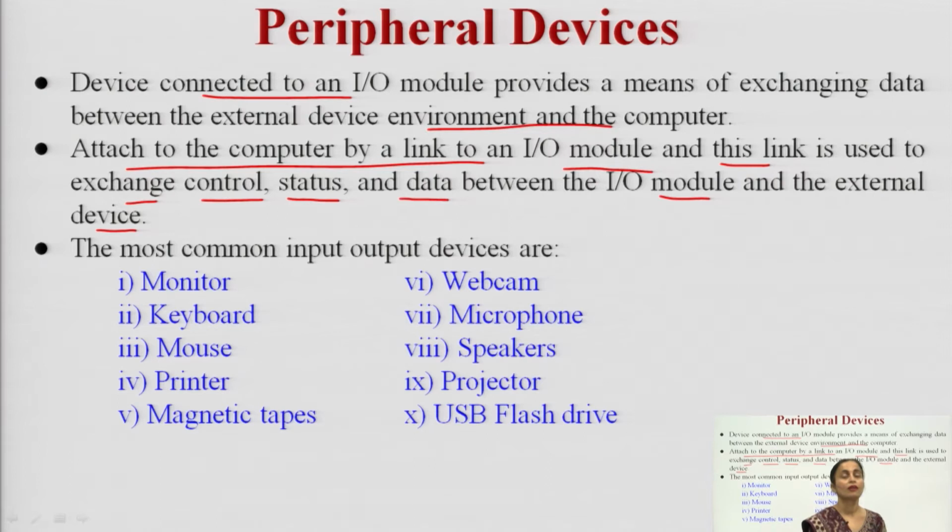Means the communication between that input device or output device and CPU takes less time nowadays. That access time has been reduced. The most commonly used input and output devices are monitor, keyboard, mouse, printer, magnetic tape, webcam, microphone, speakers, projectors, flash drive, etc. We are not going into the details of these input output devices.